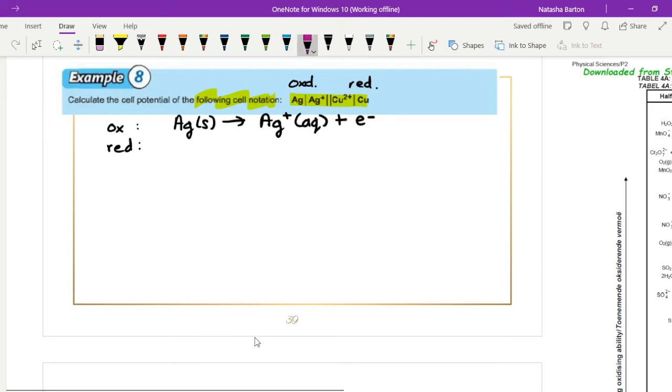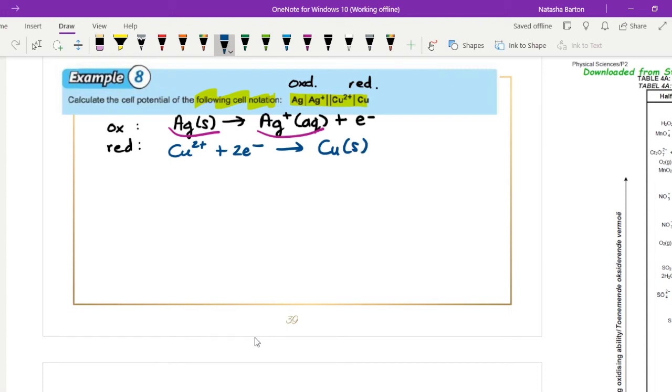Okay, so we say that this substance there is the reducing agent. This is the oxidized species. Okay. Then the reduction half reaction, copper 2 plus, is going to gain 2 electrons in order to form Cu solid. Right? We say this substance is the oxidizing agent and this is the reduced species. Okay, so now they say calculate the cell potential.